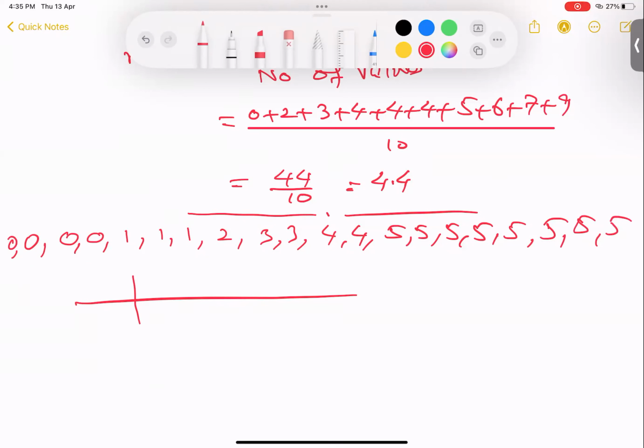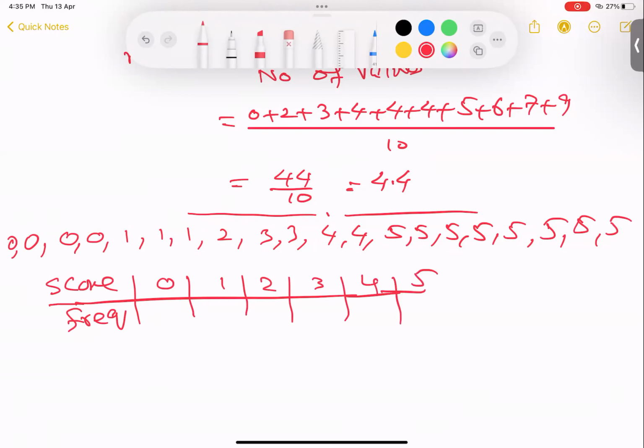So he conducted the test. This is called score, and this column is called frequency, shortcut freq. Score is 0, 1, 2, 3, 4, and 5. How many zero students? 4 zeros. How many ones? 3 ones are there. How many twos? 1 two is there. How many threes? 2 threes. How many fours? 2 fours. And how many fives? 1, 2, 3, 4, 5, 6, 7, 8. So 8 students got 5 out of 5.